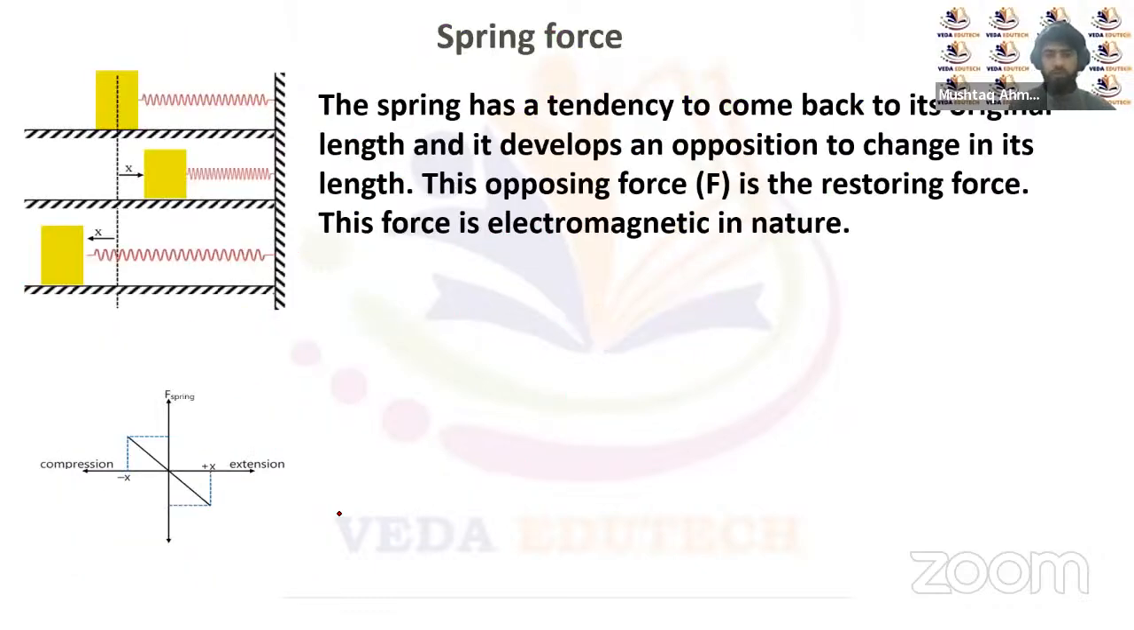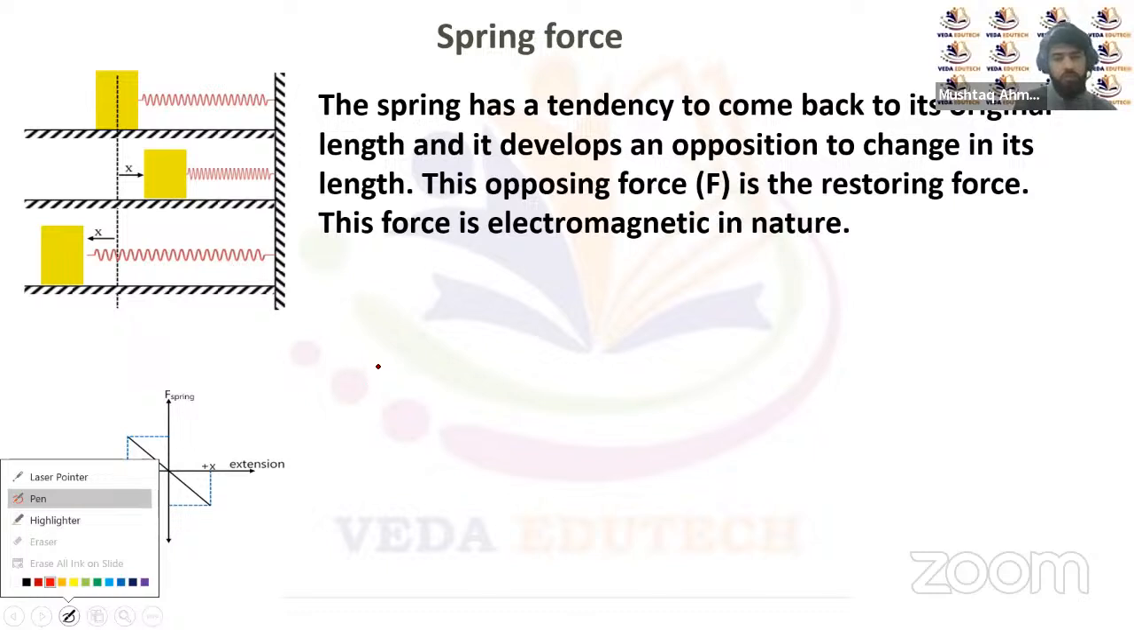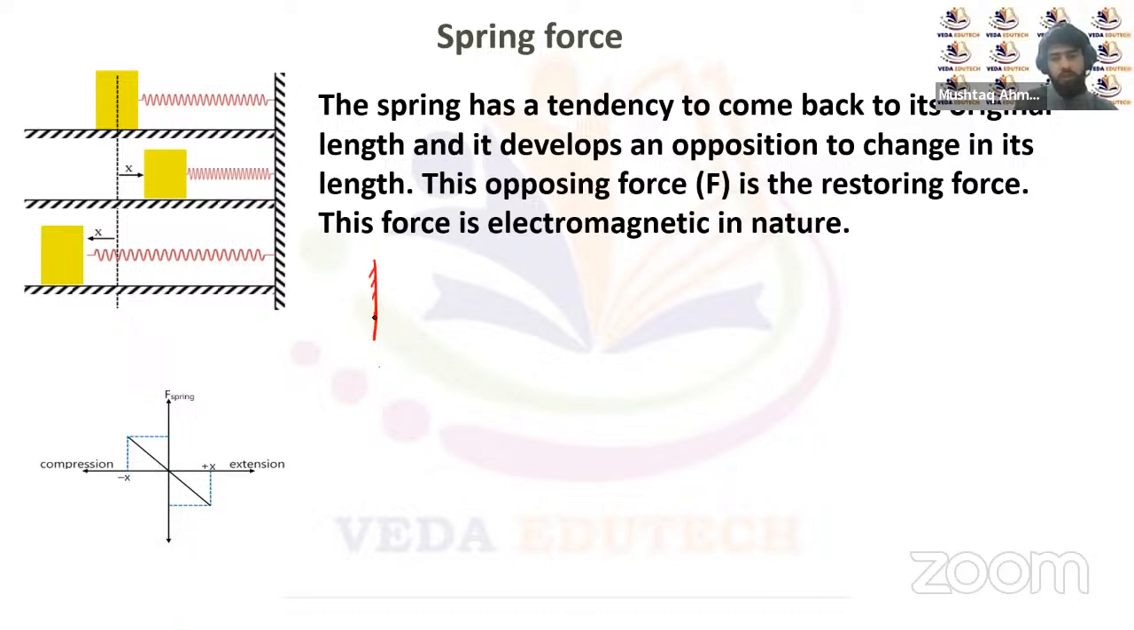Now let's talk about spring forces. Let's suppose this is the spring block system here, and this spring is in a relaxed state. When the spring is in a relaxed state, there will be no force developed along the spring. So we can say that the force along the spring in the relaxed state will be equal to zero. There will be no spring force.